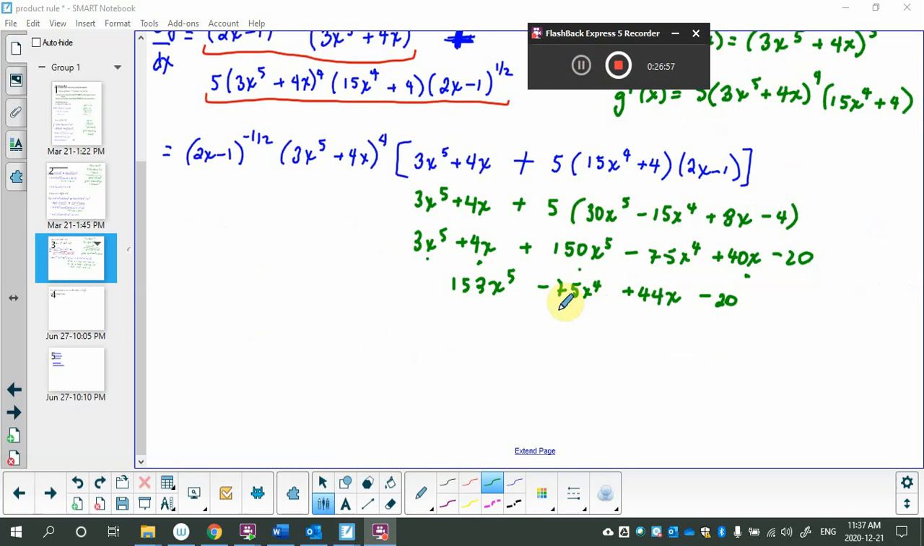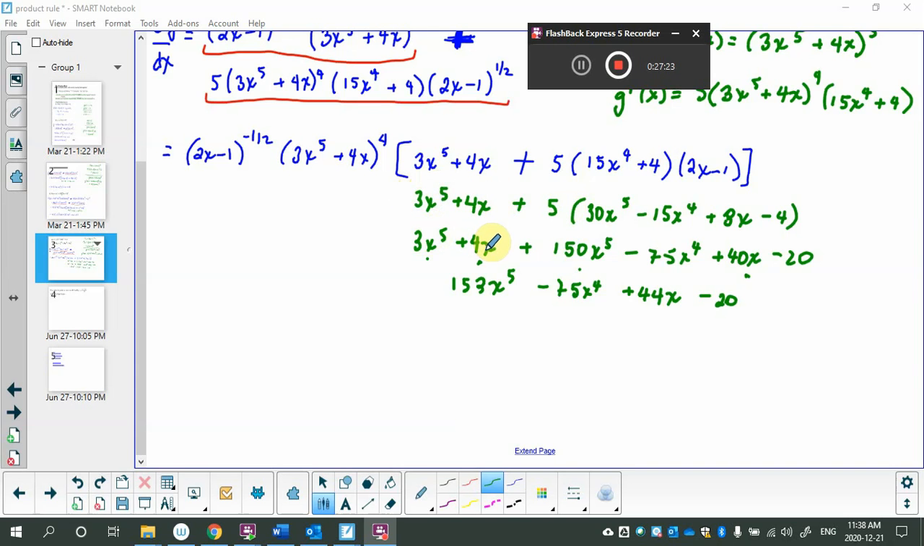All right, I did it. So first thing I did was FOIL out these 2 brackets. So 15x to the 4th times 2x is 30x to the 5. 15x to the 4th times negative 1 is negative 15x to the 4th. 4 times 2x is positive 8x. 4 times negative 1 is negative 4, all in a bracket, so I can now multiply through my 5, and I didn't forget to write this down again.